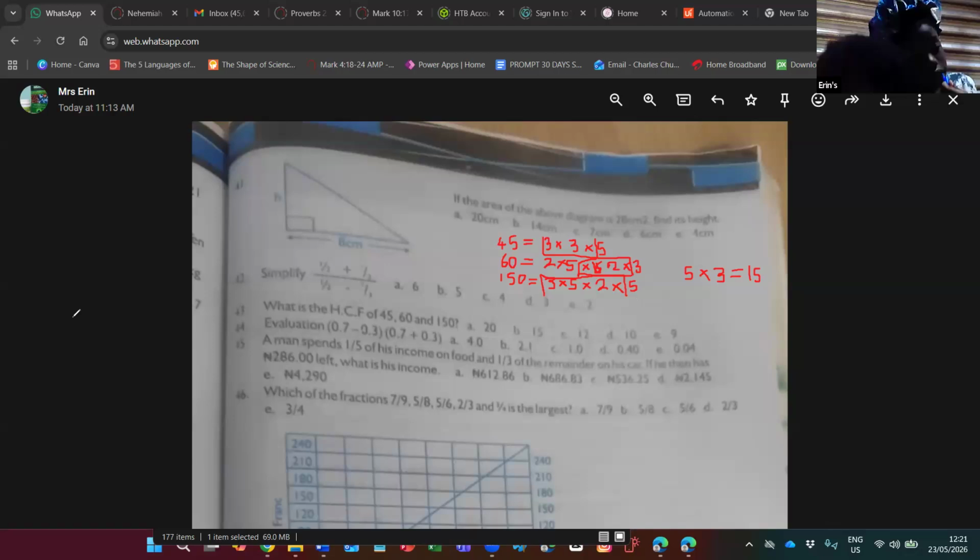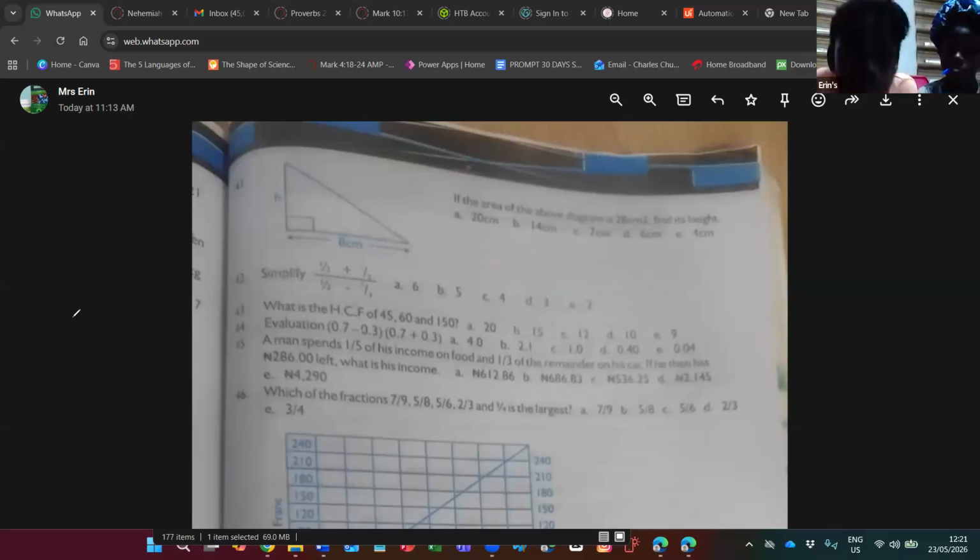First, we're going to do 0.7 minus 0.3, that is 0.4. So the answer is 4.0. How to do it is that 0.7 minus 0.3 is 0.4, and 1.0 times 0.4 equals 0.4. So are you telling me that the answer is 0.4?